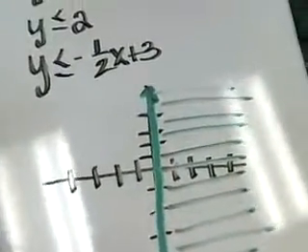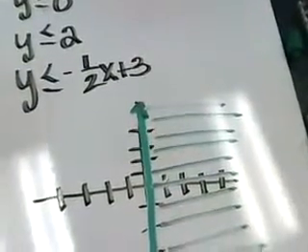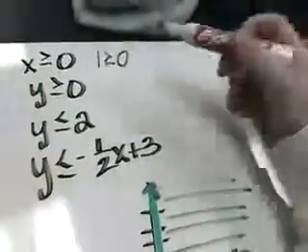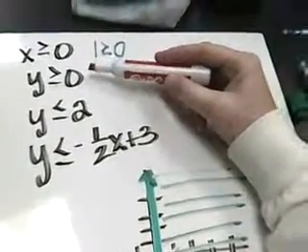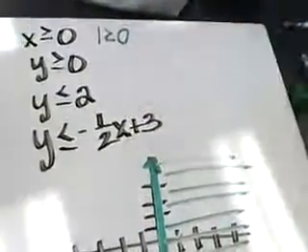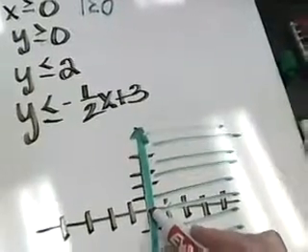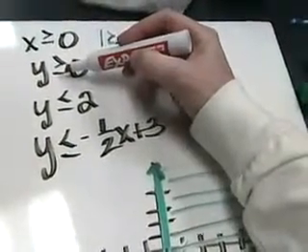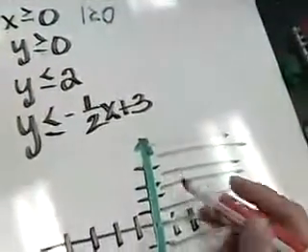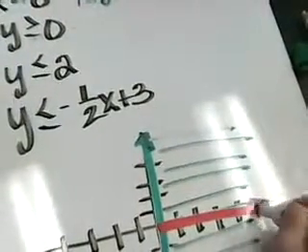Okay, now I'm going to grab my second color. My second inequality is y is greater than or equal to 0. So that's a horizontal line, y equals 0. Here's 0. I'm supposed to be drawing a horizontal line. It's a solid line since it's an equal to. So here's my solid line.